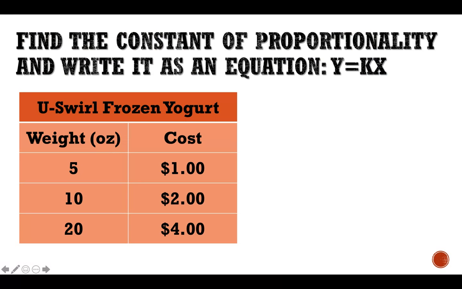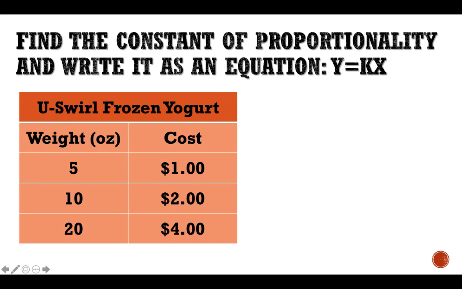So in this case, find the constant of proportionality and write it as an equation y equals k times x. So how do we do this? We're looking at this table, right? And it says use swirl frozen yogurt. In the first column, we have the weight per ounce. And in the second column, we have the cost. So we're looking at a relationship between the two columns.